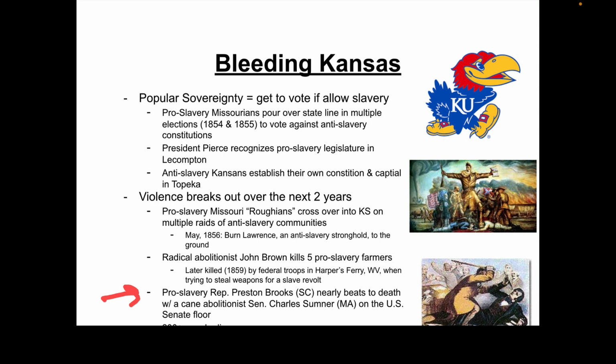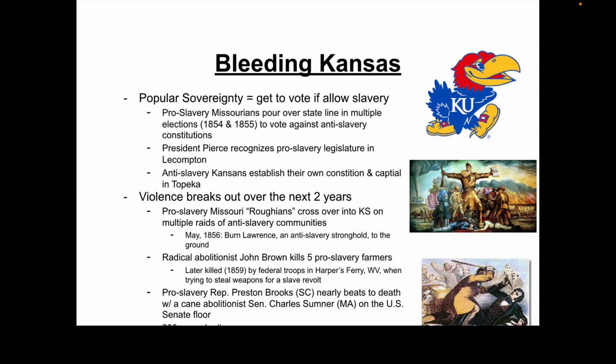Charles Sumner, a very anti-slavery abolitionist senator from the state of Massachusetts, is giving a speech on the floor of the United States Senate talking about the horrors of slavery, and specifically talking about the state of South Carolina, which practices slavery at the time, and makes some pretty offensive comment, like people from South Carolina are evil for doing this or something along those lines.